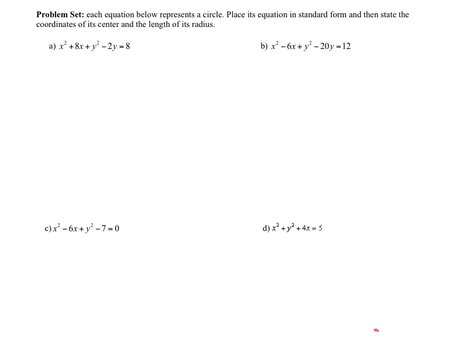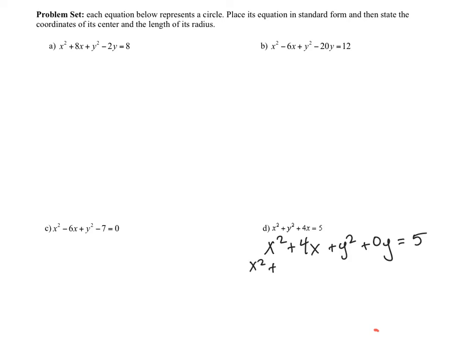All right, so this is what your homework is going to be. Let's do D together first, and then you'll do A, B, and C on your own. And this is what you'll be submitting. All right, so same thing. I have x squared plus y squared plus 4x equals 5. I want x squared plus 4x plus y squared plus 0y is equal to 5.